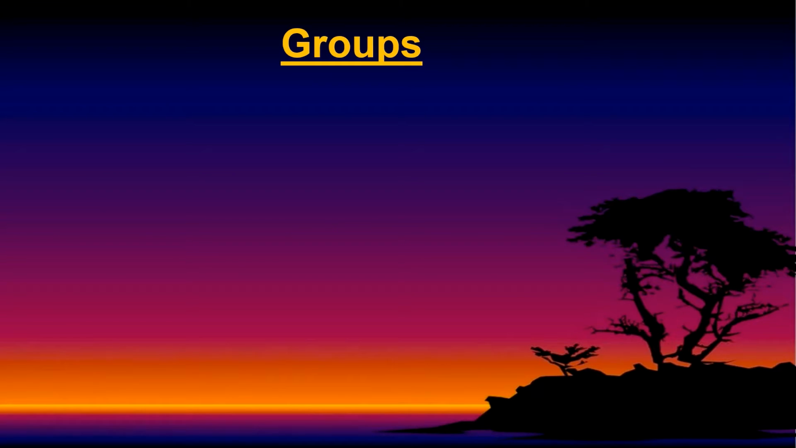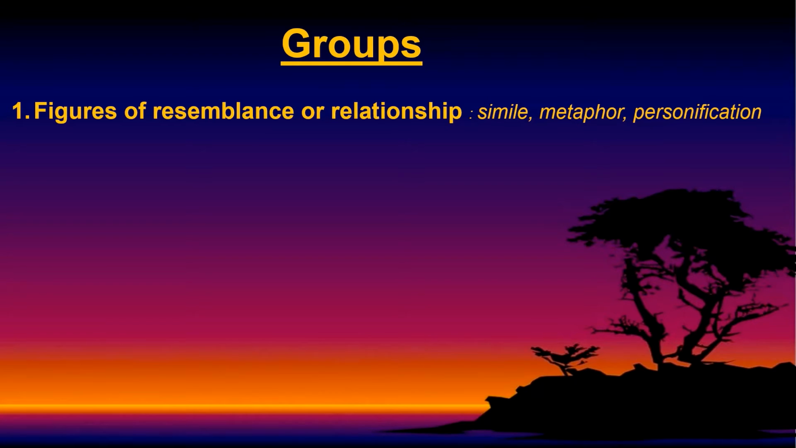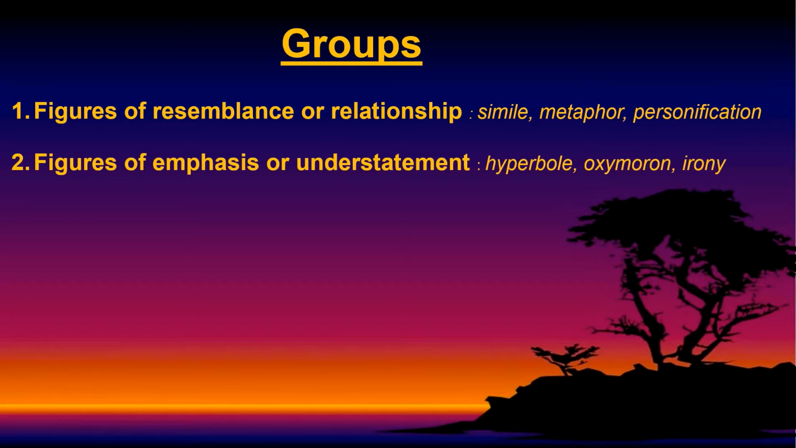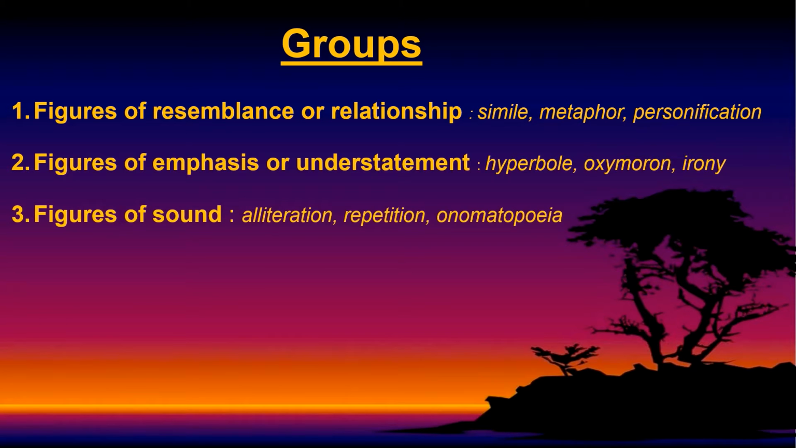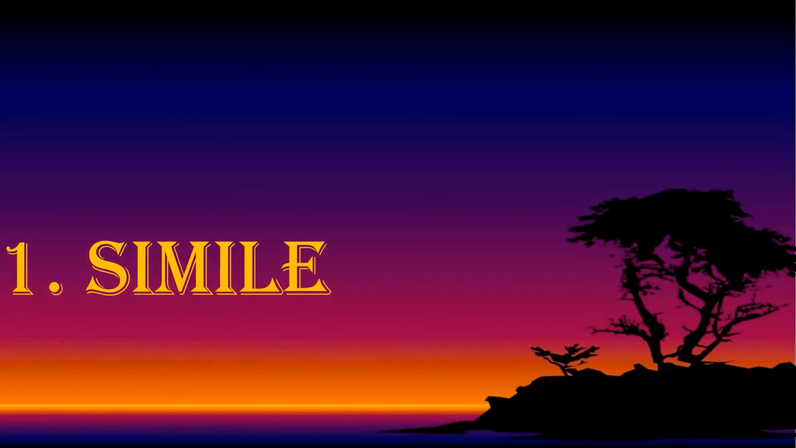Now, based on the similarities, figures of speech are divided into four groups. First is group of resemblance. Second is figures of emphasis or understatement. Third is figures of sound, and the fourth is verbal games. Now let us go through the names of 31 figures of speech which are commonly used in the English language.